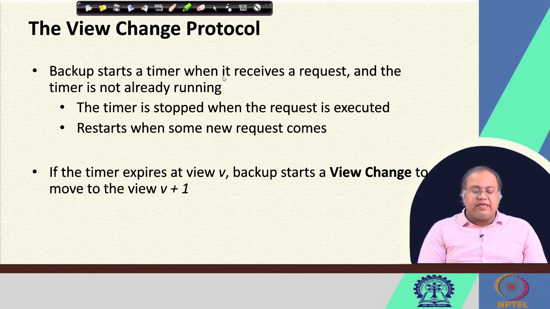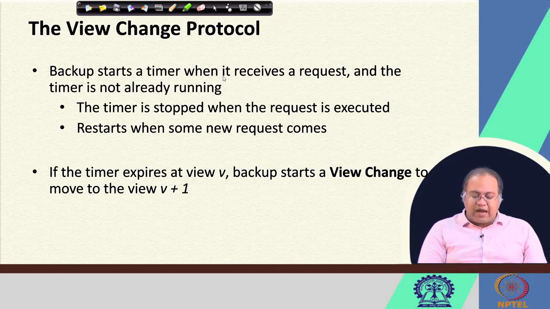So, these backups start a timer when they receive a request and the timer is not already running. Now, if the timer is stopped, that is, whenever a certain request is executed, then you stop the timer; otherwise you restart the timer when some new request comes. Now, whenever this timer has expired, that means you have not received any message within that time duration. So, you start this view change protocol.